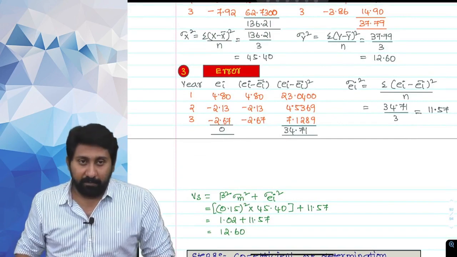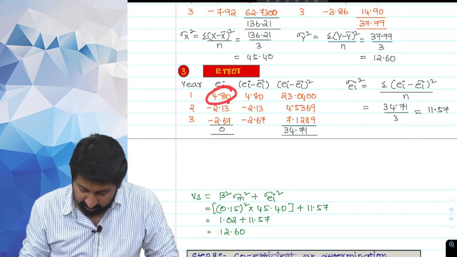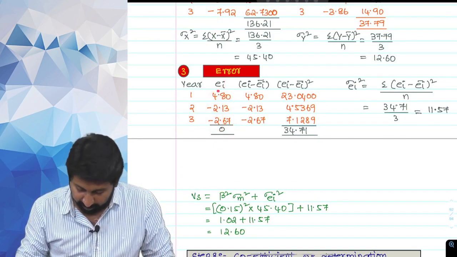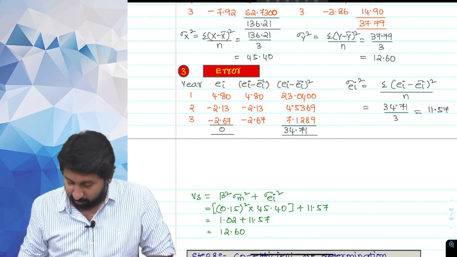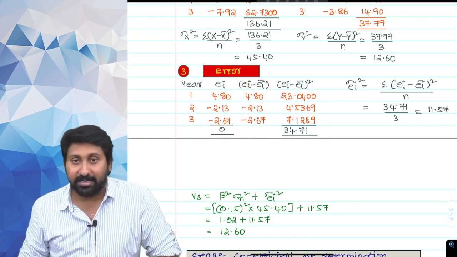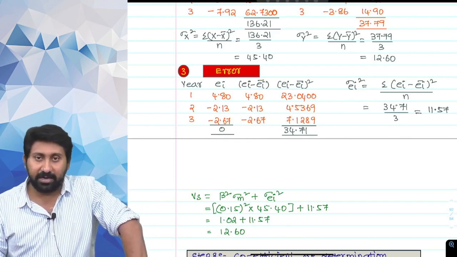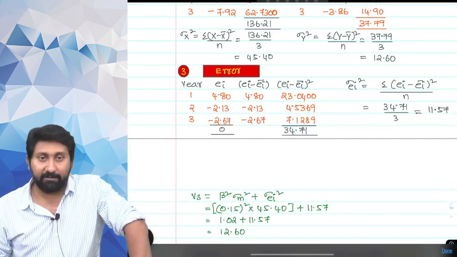Okay, see here now. Error. Year 1, year 2, year 3. Error: 4.80 minus 2.13, this. Total is 0. E minus E bar: 4.8 minus this, again the same. E minus E bar the whole square, 34.71. So sigma ei square equals sigma (ei minus ei bar) whole square divided by n, that equals 11.57.